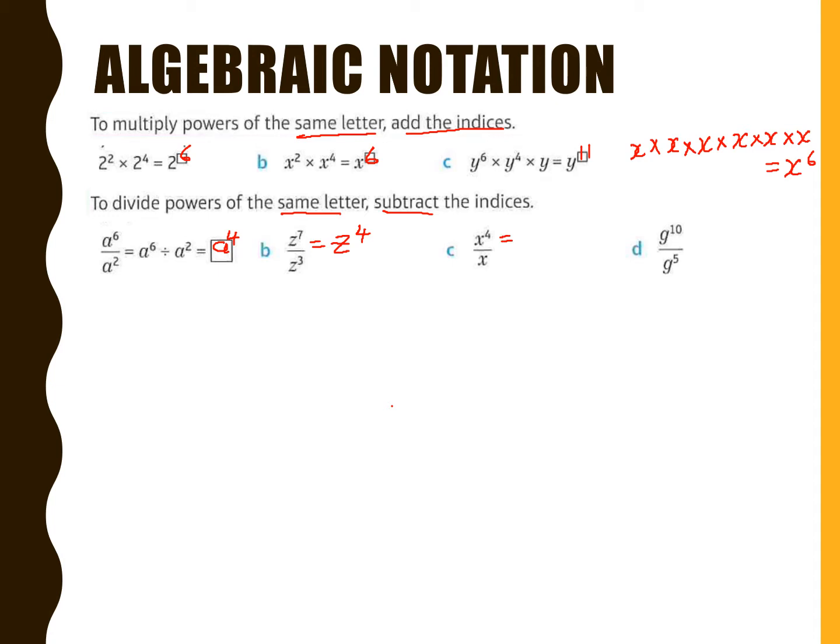If you can't remember the rule, please don't worry. You could just write it all out. So x to the power of 4 can be written down as that over x. So if you cancel these two out, you end up with x to the power of 3. And this will be g to the power of 5.